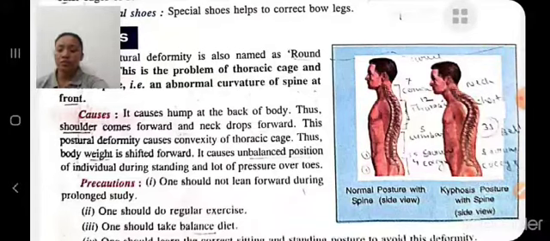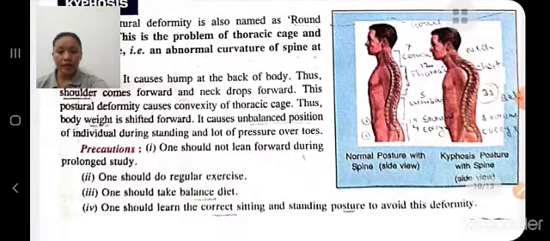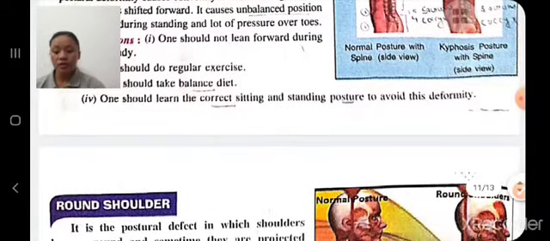Precautions: one should not lean forward for a prolonged time. One should do regular exercise. One should take a balanced diet, and one should learn the correct sitting. He should have correct sitting and correct standing posture to avoid the posture deformity.